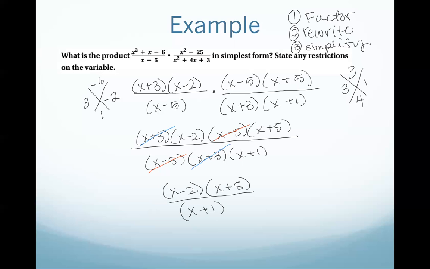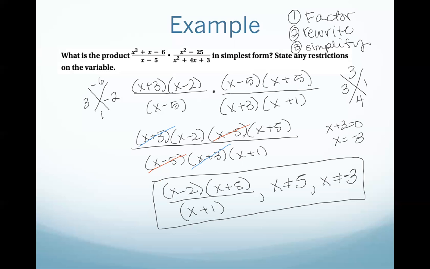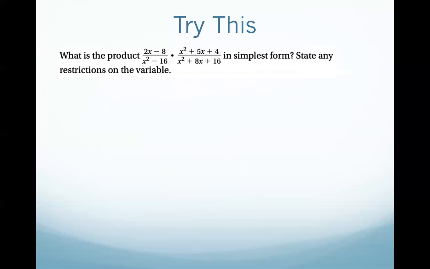And I'm going to put my restrictions. What canceled out? x cannot be 5. x can also not be, oh, -3, because x plus 3 is 0 when x is -3. Okay, so this is my final answer here. I have my function in simplest terms, and I have my restrictions. Okay, I have one for you to try, and then we'll go through it together.